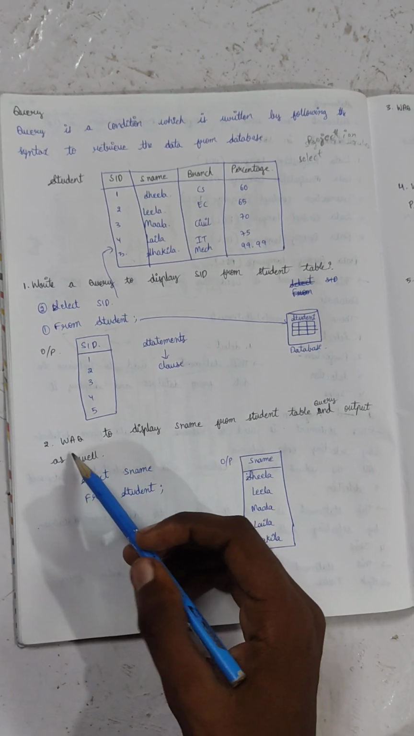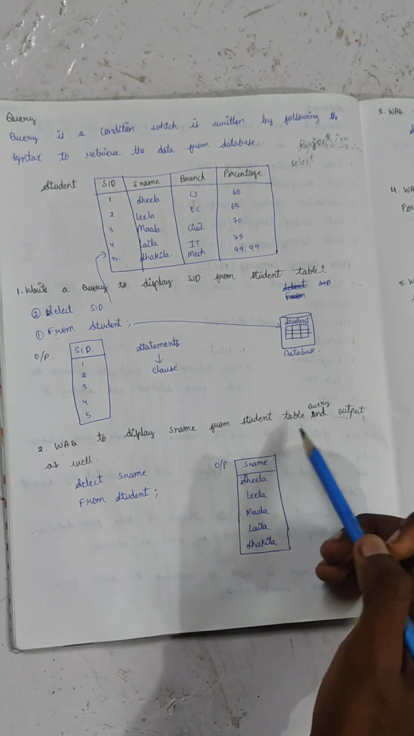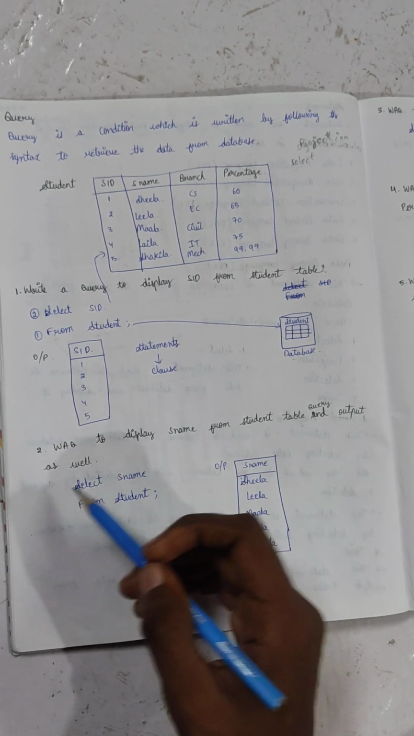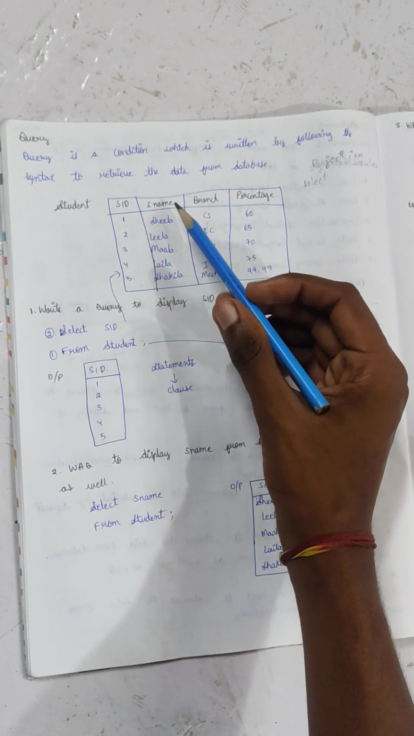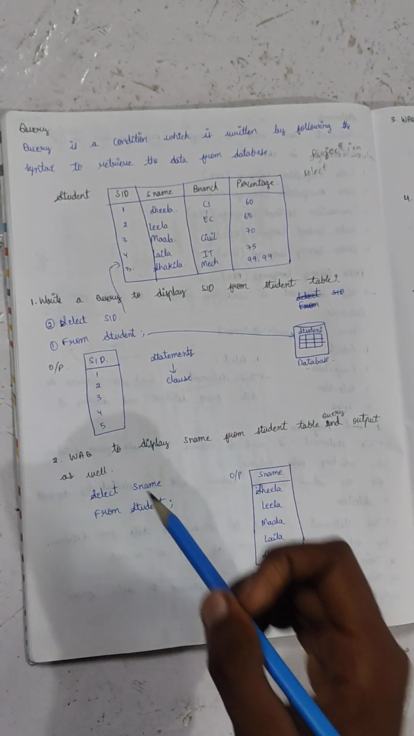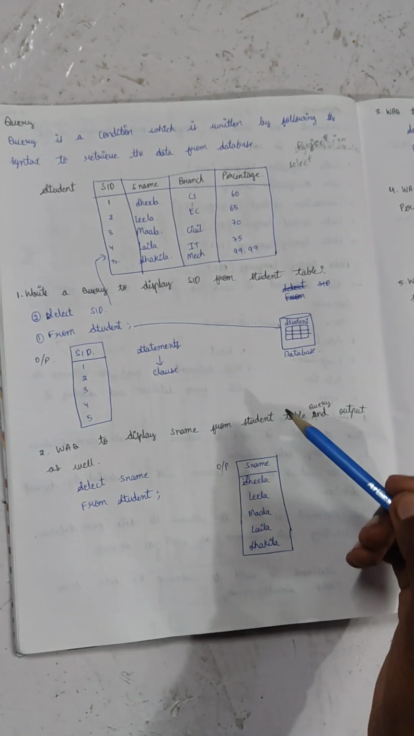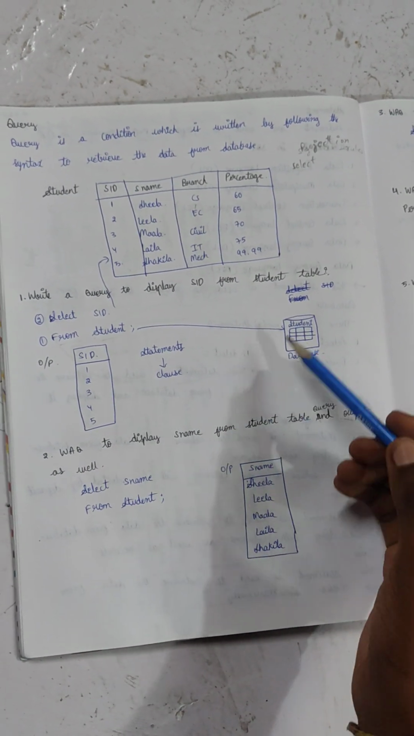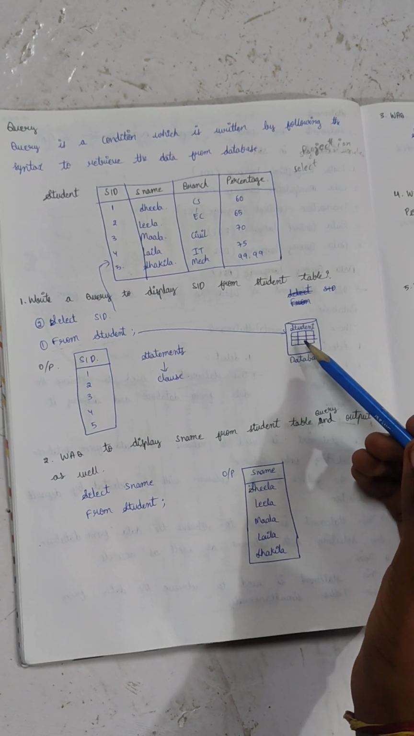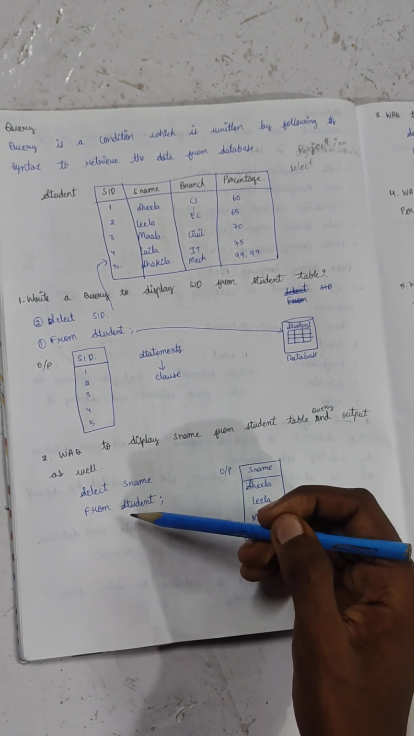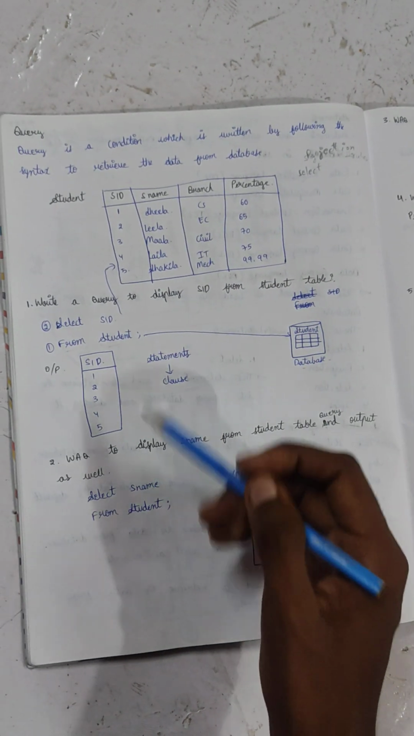Suppose we want to write a query to display student name from the student table, query and output as well. Suppose we want to display only student name, then we write exactly the same as above, from student table. The compiler will start from the database and look for the student table. If the student table is present, then it will be under the execution.